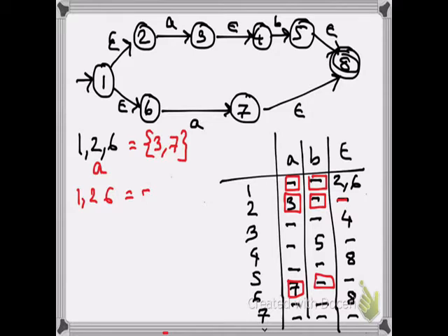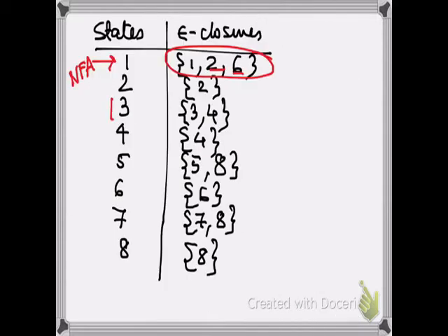Okay, so 1 to 6 on A goes to 3 and 7. 1 to 6 on B goes to nothing. So our next step according to the algorithm is that we have to take the epsilon closures of 3 and 7. So let's look at the epsilon closure of 3. Epsilon closure of 3 is 3, 4, and of 7 is 7, 8. So 3 and 7, 8.